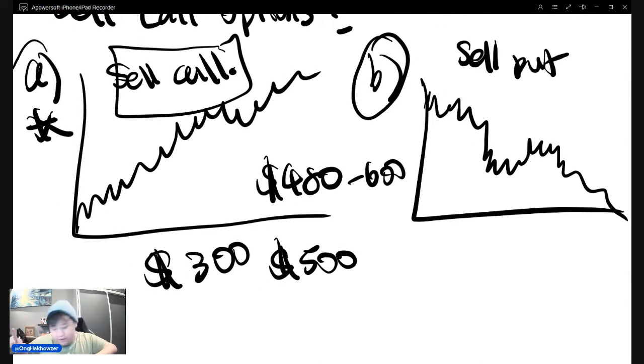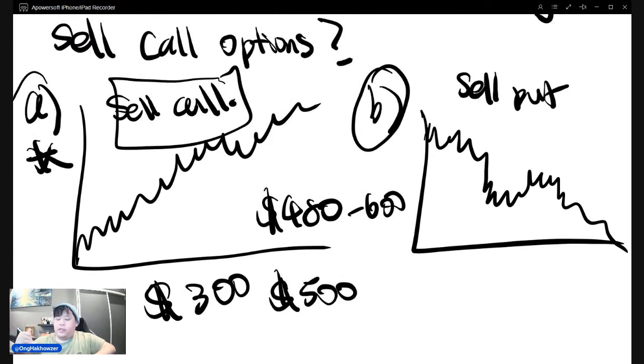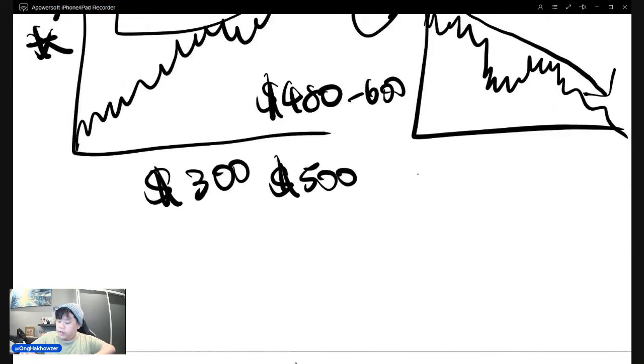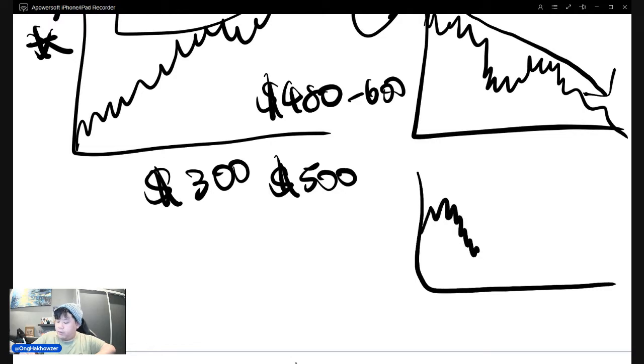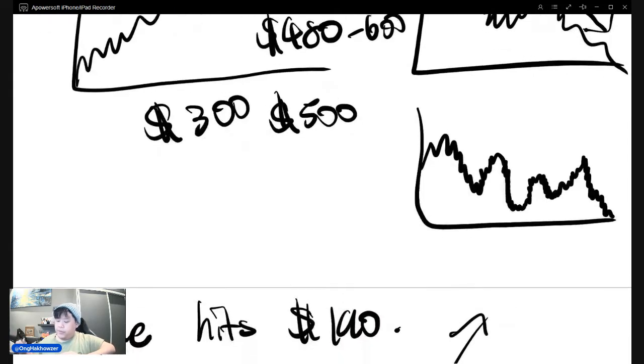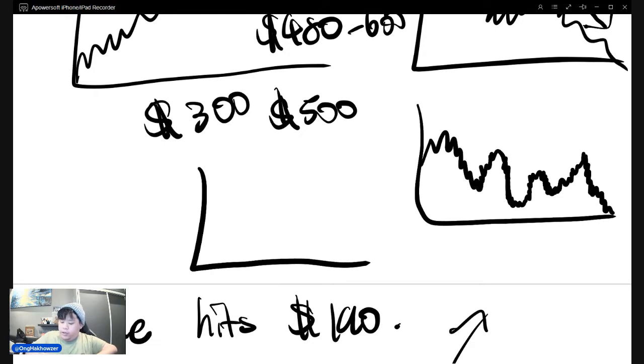And when you see Apple do this sort of motion, it doesn't have to be this kind of motion, it could be this kind of motion. Yeah, this kind of motion works, or it could be this kind of motion.